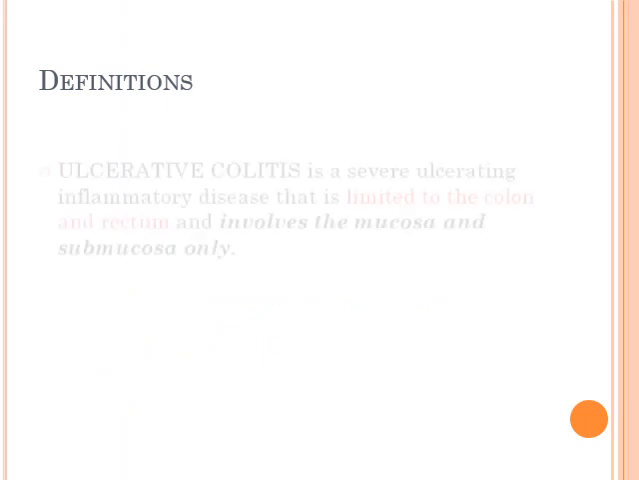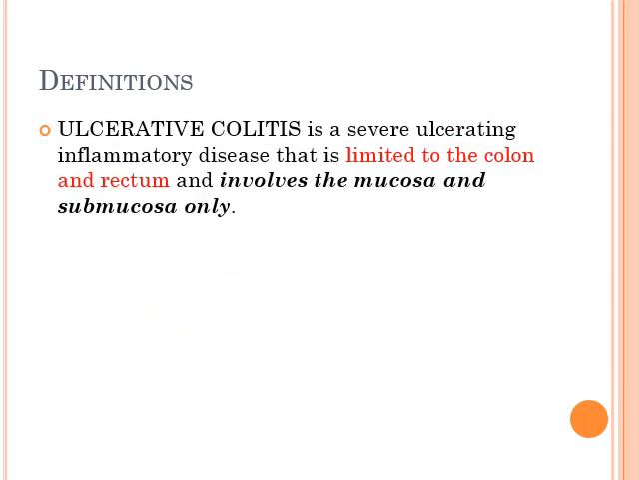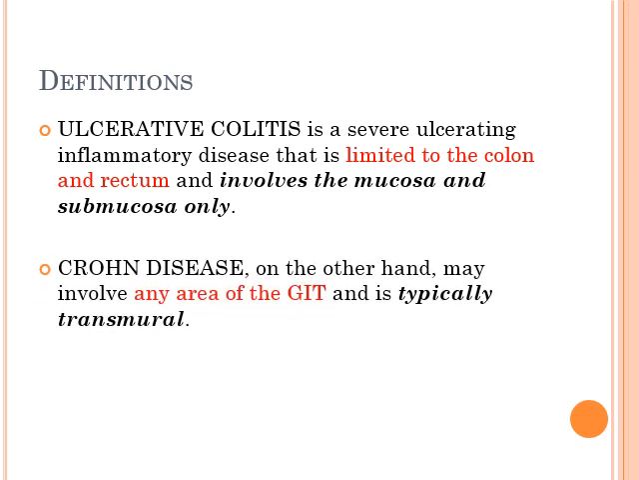Coming to the definitions first. Ulcerative colitis, as the name suggests, is a severe ulcerating inflammatory disease that is limited to the colon and the rectum, and it involves the mucosa and the submucosa only. Whereas Crohn's disease may involve any area of the GIT and is typically transmural. That means it involves all the layers of the intestine. Here ulcerative colitis is restricted up to the mucosa, whereas Crohn's disease involves all the layers of the intestine.